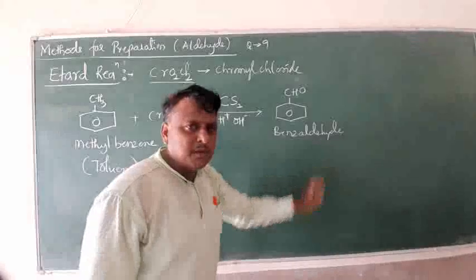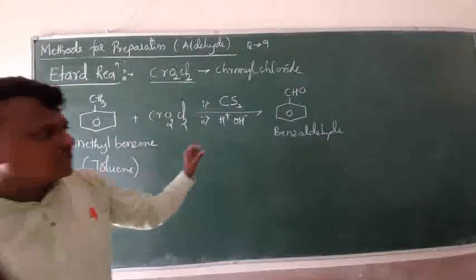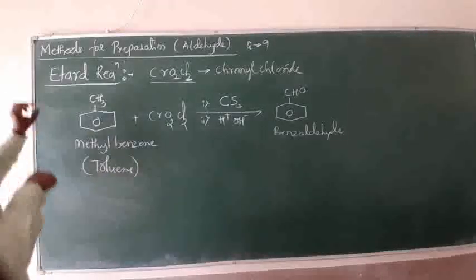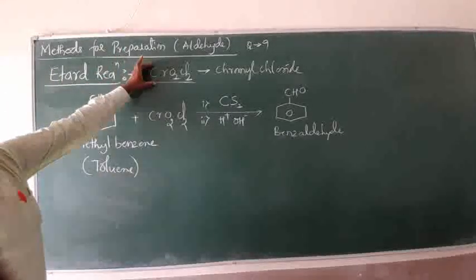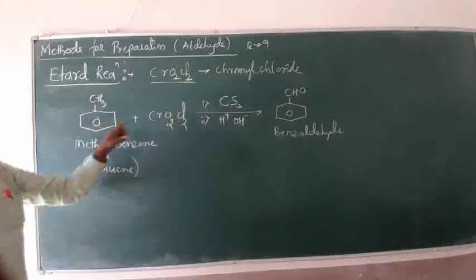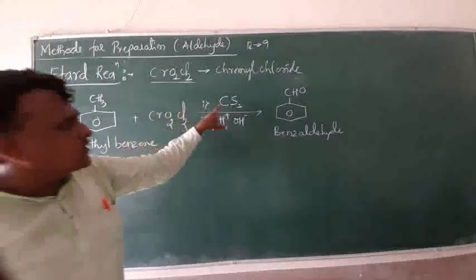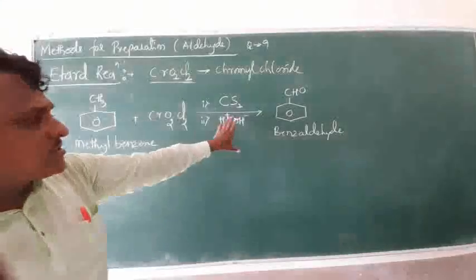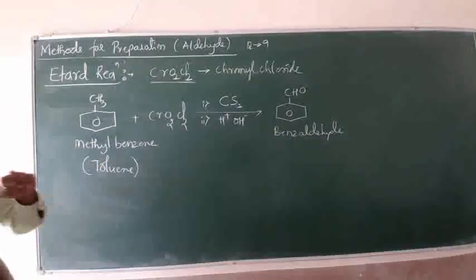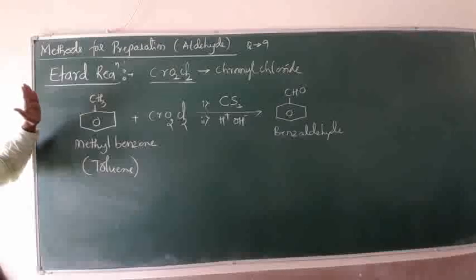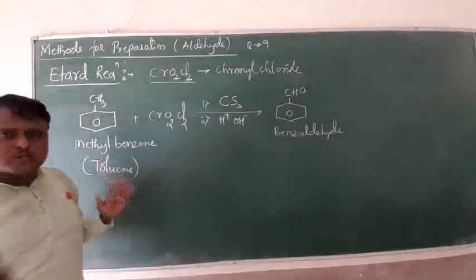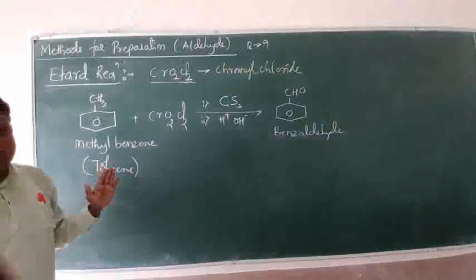What about the IUPAC name? Benzenecarbaldehyde, or benzaldehyde. This is a simple Etard reaction. I repeat once again, in the Etard reaction the reagent is chromyl chloride, CrO2Cl2. Here, toluene reacts with chromyl chloride in the presence of carbon disulfide, and acid hydrolysis forms benzaldehyde. Today we have two reactions, one Stephen's and another the Etard reaction. Keep practicing, friends, and in the next video we continue with Rosenmund and Gattermann-Koch reactions. Thank you.